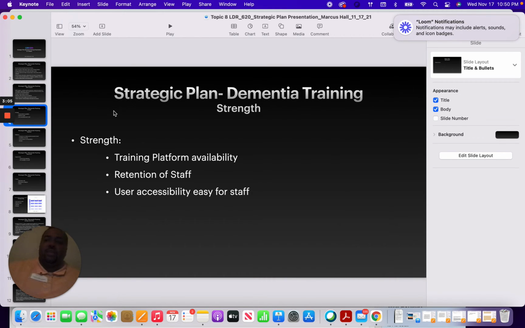Strategic plan strengths related to this particular implementation of the program, when we did the SWOT analysis. The training platform and availability is one of the key strengths. Retention of staff, they having all of the resources that they need. They will continue to be readily available. User accessibility, easy for staff. You can log in anywhere, at work, at home, if you have the technology to do so. That is one of our strengths as well, because it makes the training easily accessible.